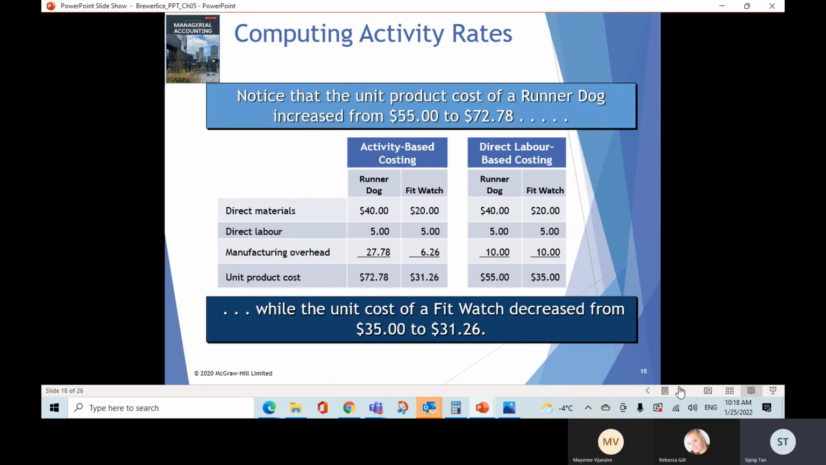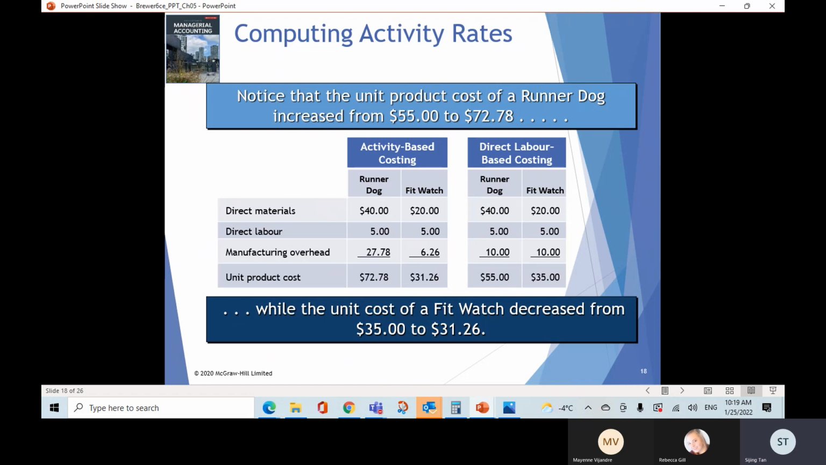So, activity-based costing. Run a dog: direct materials $40, feed watch $20, direct labor $5.50, manufacturing overhead, which is calculated $27.78, feed watch $6.26. So you have your unit product cost $72.78 for run a dog, $31.26 for feed watch. Then you compare with the direct labor based costing. Everything is the same, but we see that the manufacturing overhead is $10 for each of the products. Our unit product cost is $55 for run a dog and $35 for feed watch. It's much higher.